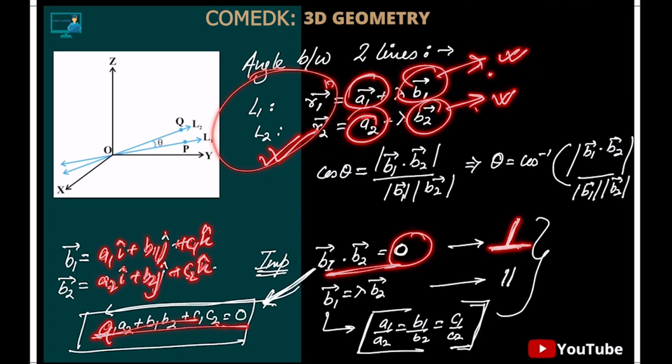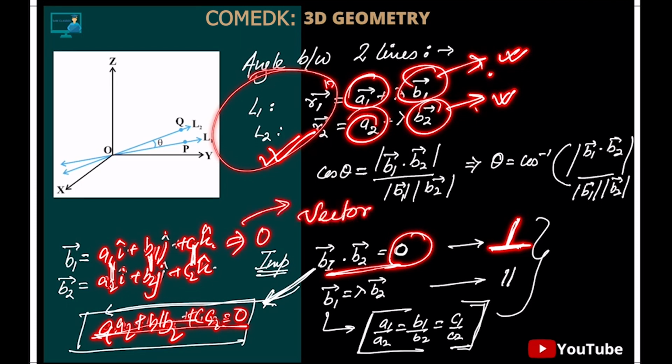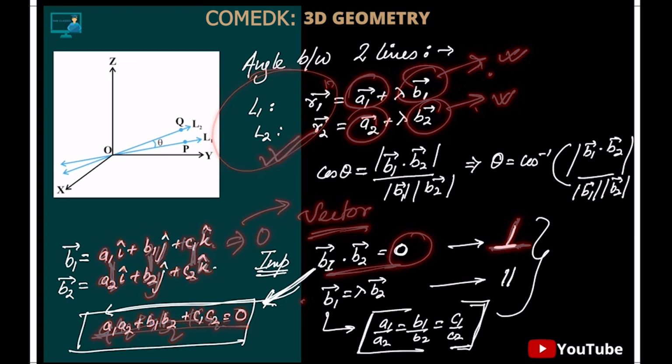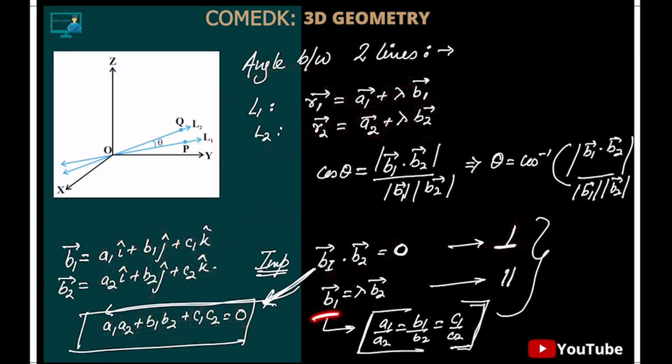Then what will happen? Do the dot product: A1 A2 plus B1 B2 plus C1 C2 is equal to 0. Now, how am I getting the dot product like this? Because ii will be multiplied, jj will be multiplied, and kk will be multiplied. If you're not able to understand the dot product, go to the vector algebra video. It is there in the playlist, so watch it. Okay. And if they are parallel, B1 will be equal to lambda times of B2. So they'll be proportional: A1 by A2 is equal to B1 by B2 equal to C1 by C2. Okay. That's simple. Clear.